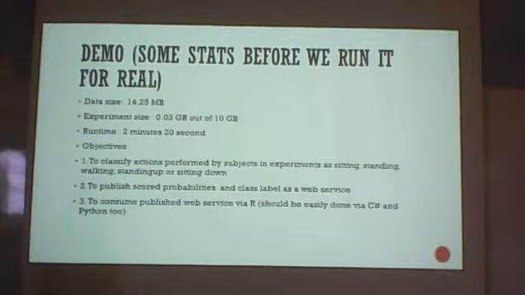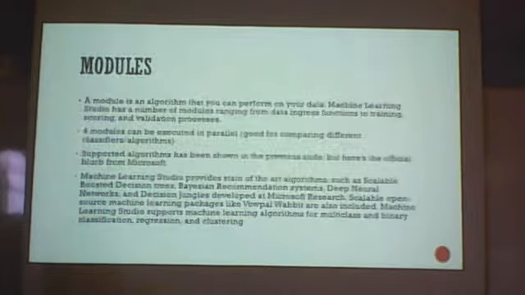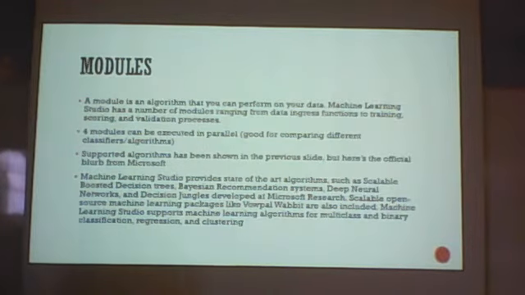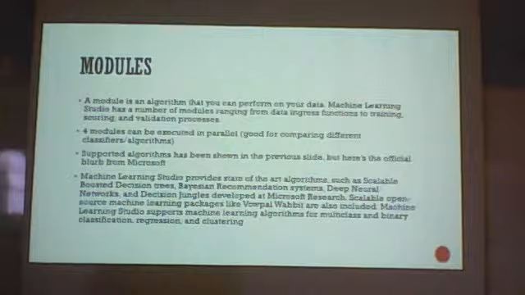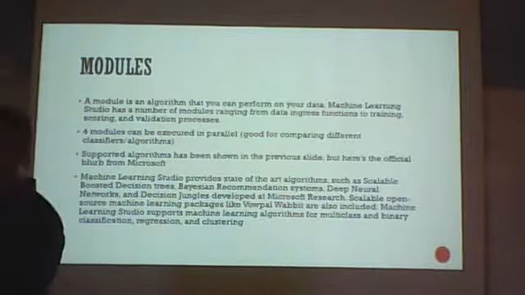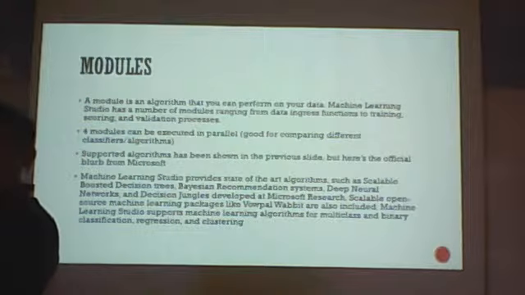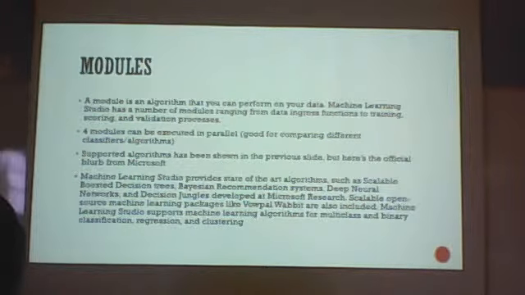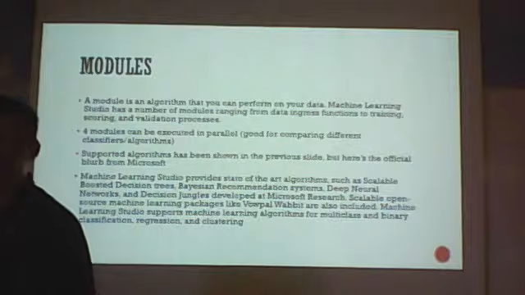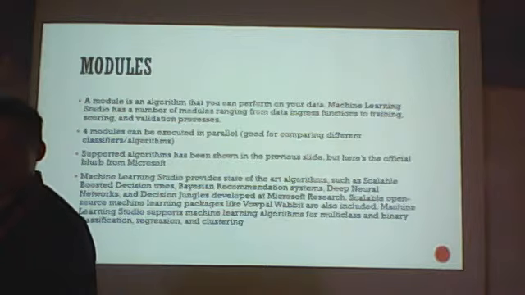Before that, about the parallel: 4 modules are executed in parallel, but we're still running on one node, using the free plan. So in one experiment, you can run 4 classifiers, regressions, whatever, at the same time, at the same level, but only on one node. It's not parallel processing, it's just 4 modules running in parallel.